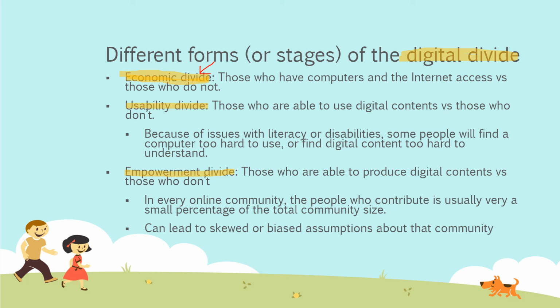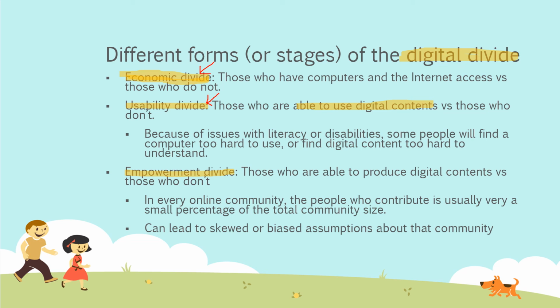Most likely in our class we will talk about this one. This one, the usability divide, is about whether you are able to use the digital content or not. Most likely it concerns the physically or mentally disabled. For example, there are lots of iPads, smart devices, smartphones, etc., right? If you are a blind person, do you have the power to access this electronic device? Or in our case we are talking about SEN, right?